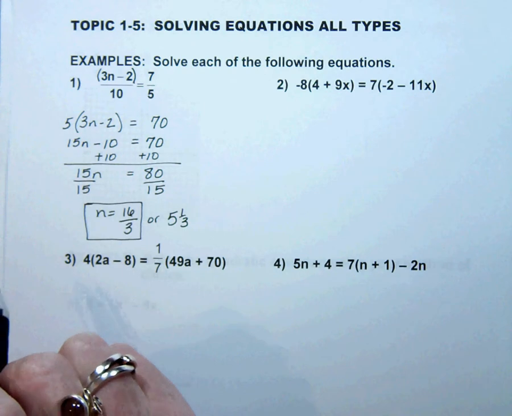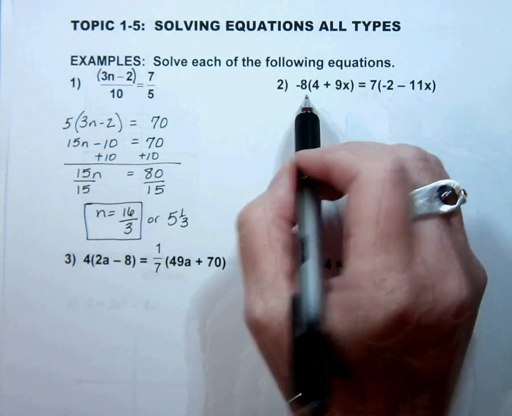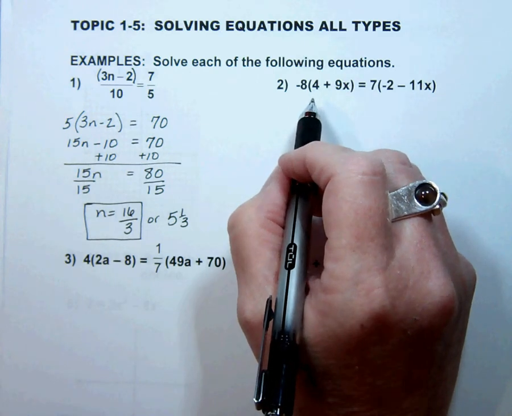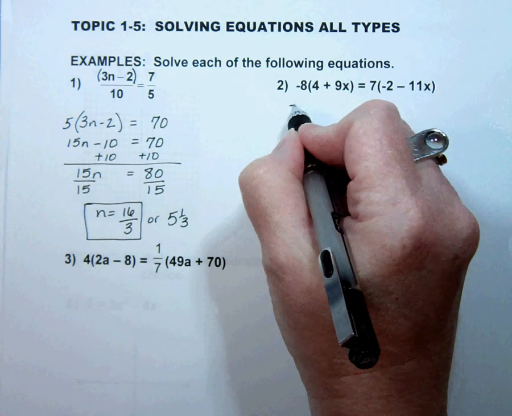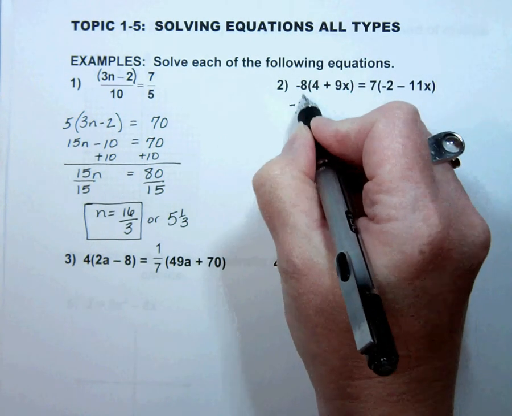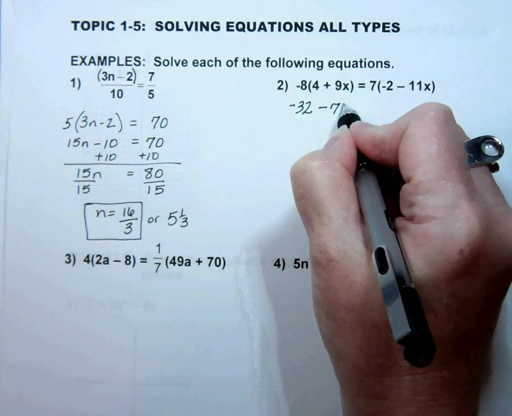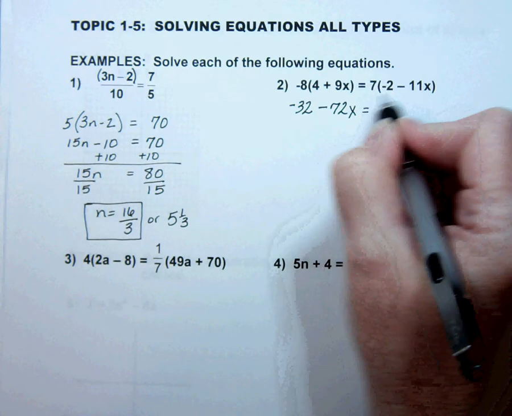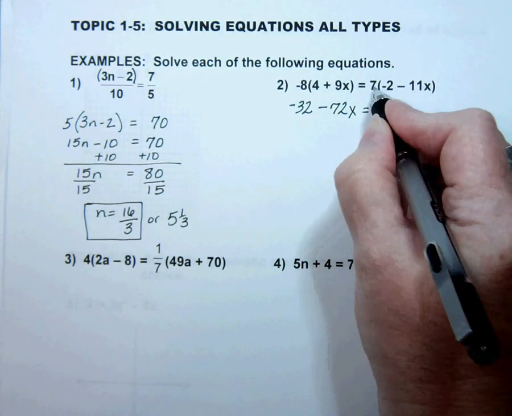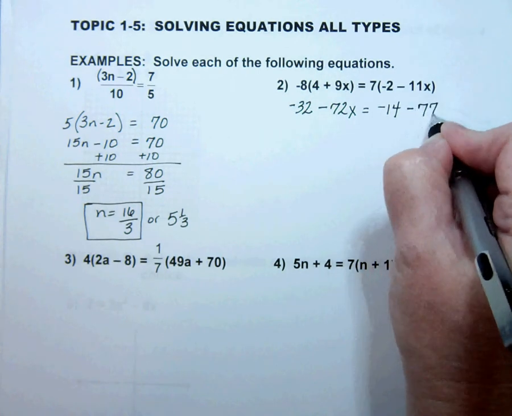Okay, number 2. On this one, you do need to use the distributive property twice. Both the left and the right side of this equation, you're going to need to use the distributive property. A negative 8 times 4 is a negative 32. And negative 8 times a positive 9 is a negative 72x. 7 times negative 2 is negative 14. And a 7 times a negative 11 is a negative 77x.